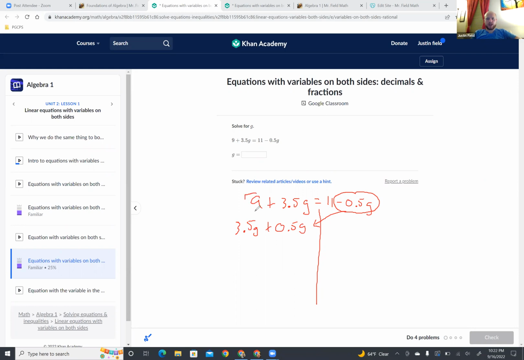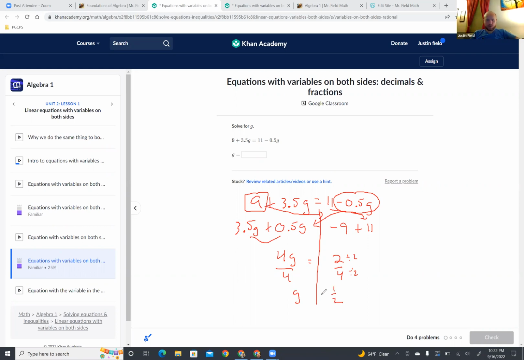Okay, we got this 9. That's got to go over to the other side. So let's make it negative 9. Bring down the positive 11 here. And combine like terms. So 3.5 and 0.5 is 4. And negative 9 and 11 is 2. So then we divide both sides. We get 2/4, which if you divide by 2 to reduce your fraction is 1/2.